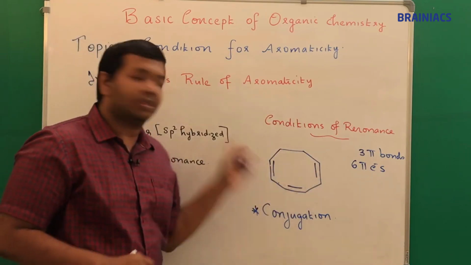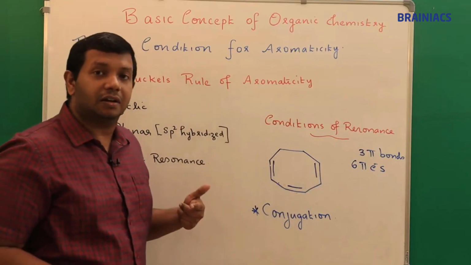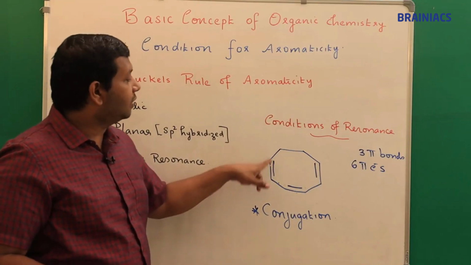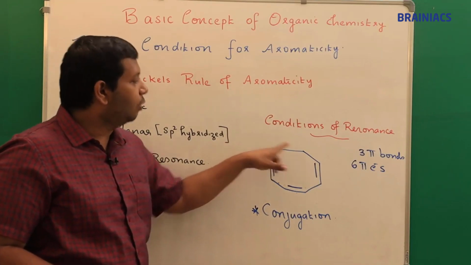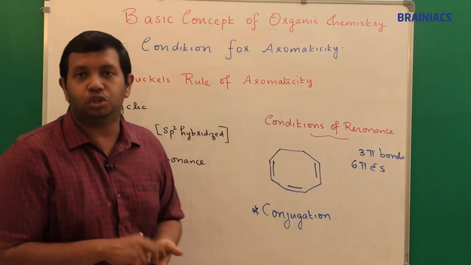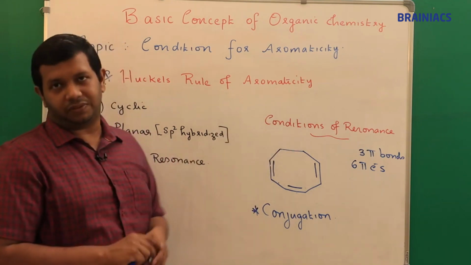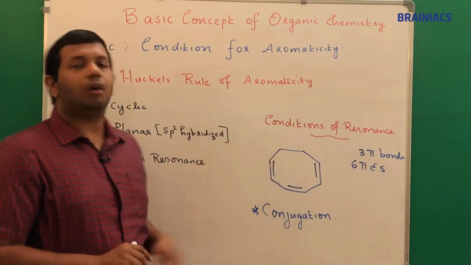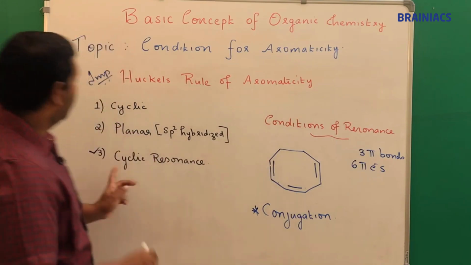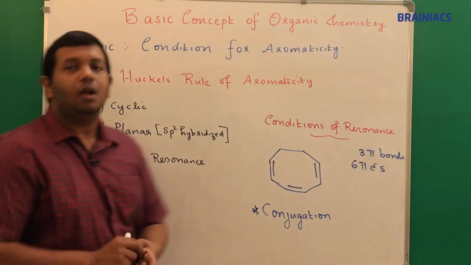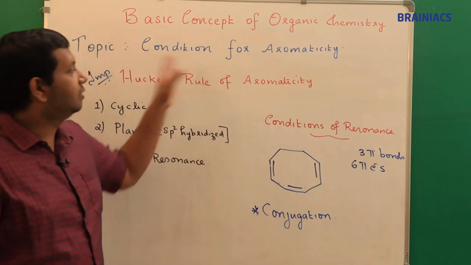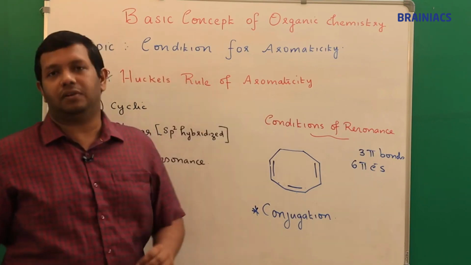This is called resonance. But cyclic resonance, can I guarantee? No, because after this, you can see here a single bond, here also a single bond. There is no conjugation, the alternation is not present. So, I can say in this compound resonance is present, but cyclic resonance is absent. For aromaticity, the condition is the compound should have cyclic resonance.